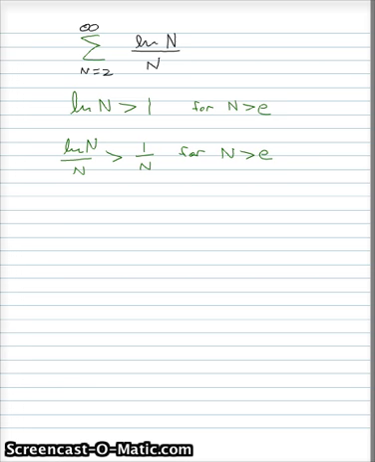Do we know the behavior of the sum of 1 over n? Well, the sum as n goes from 2 to infinity of 1 over n must diverge. Again, that's the harmonic series, just removing the first term. It's still going to diverge.